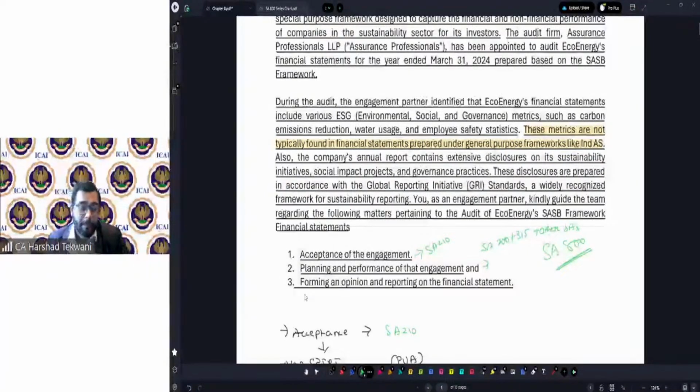And the third part, forming an opinion and reporting on the financial statement. So tell me, what is the requirement that is required to be followed under forming an opinion? What does the SA say? What is the requirement of SA 800? Whatever you have learned till now in the SAs, from 200 series to 700 series, everything.